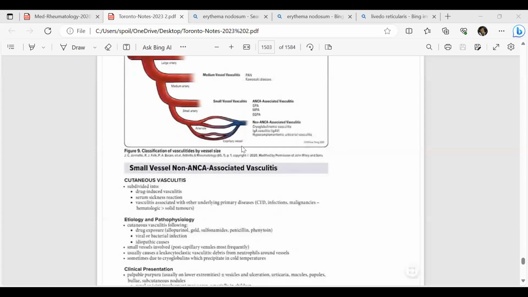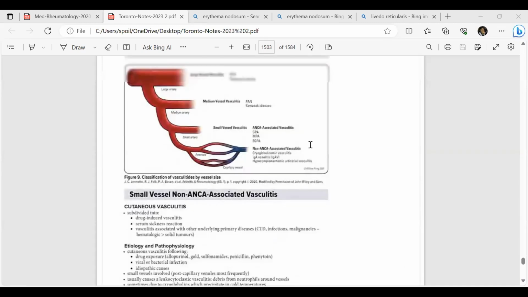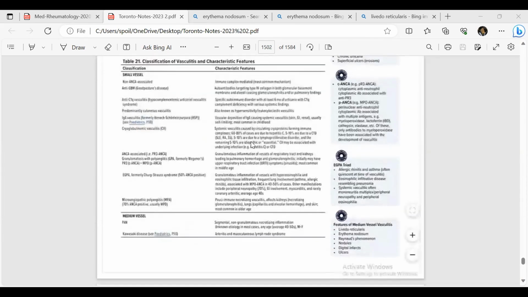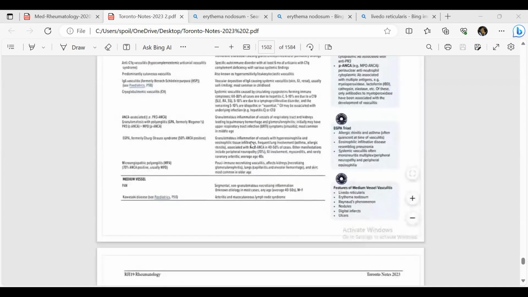So here they're showing the large arteries, this is the medium one, this is small, and this is capillaries and vessels. The large ones we can say are GCA and Takayasu arteritis. Medium is PAN and Kawasaki disease. What is PAN? Can anyone tell me? Polyarteritis nodosa.